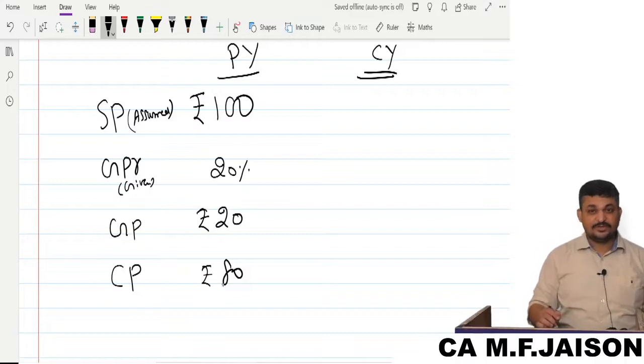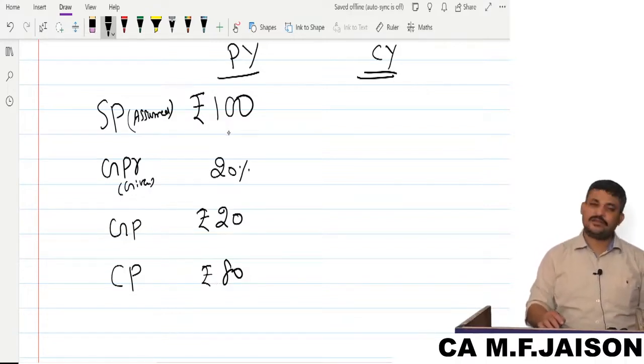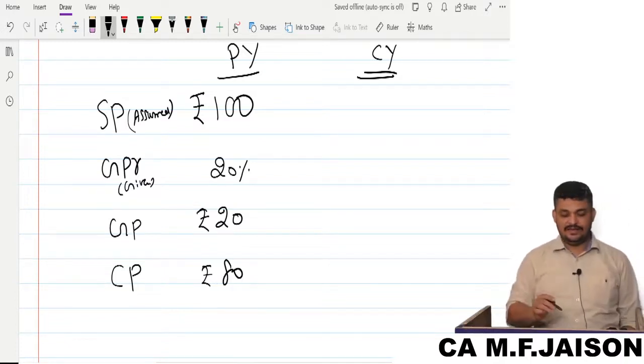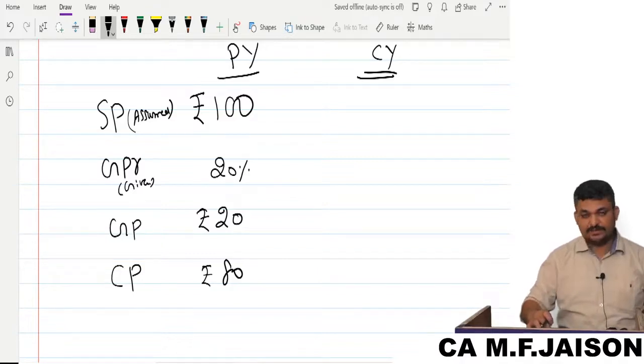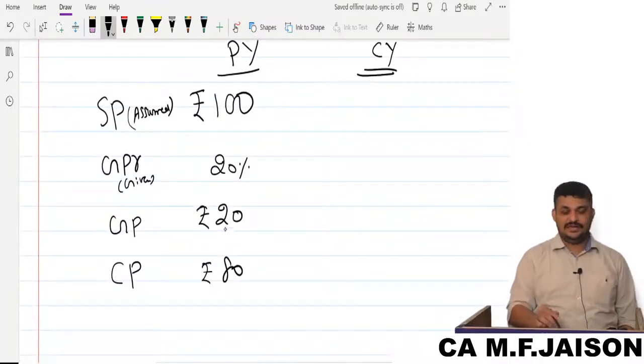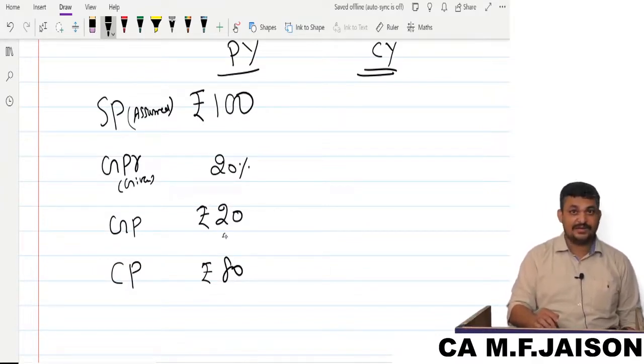Sorry, these are all assumed; we computed. So for the assumed number, let the sale price be rupees 100. The GPR is given in the question as 20%. Based on that, the gross profit amount is 20% into 100, which is 20 rupees. So the cost price is 100 minus 20, which is 80.